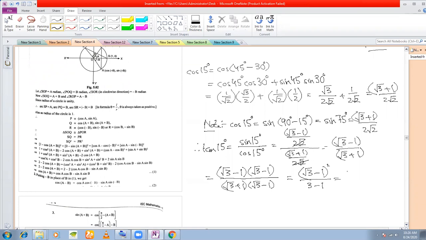Expand this by the a minus b whole square formula. You get root 3 whole square, which is 3, plus 1, minus 2 root 3, so 4 minus 2 root 3, divided by 2, which is 2 minus root 3. So remember that tan 15 is 2 minus root 3.